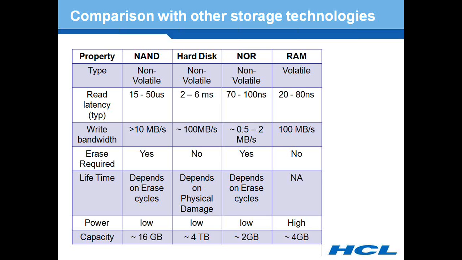The next property is read latency. Compared to hard disk, NAND has very good latency, around 15 to 50 microseconds, whereas hard disk has a read latency in terms of milliseconds. NOR flash has very good random access time compared to NAND flash.